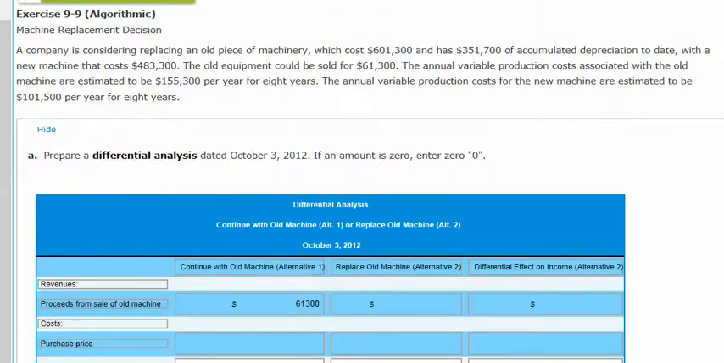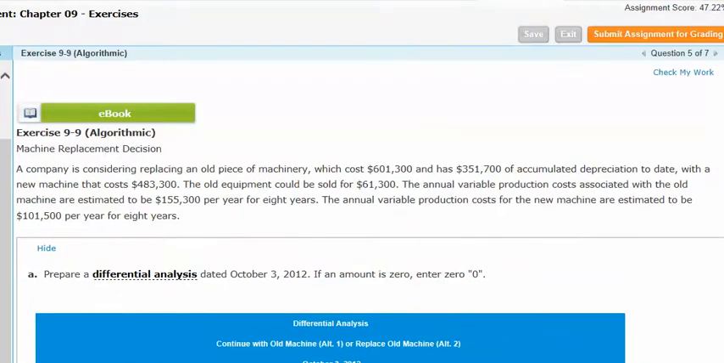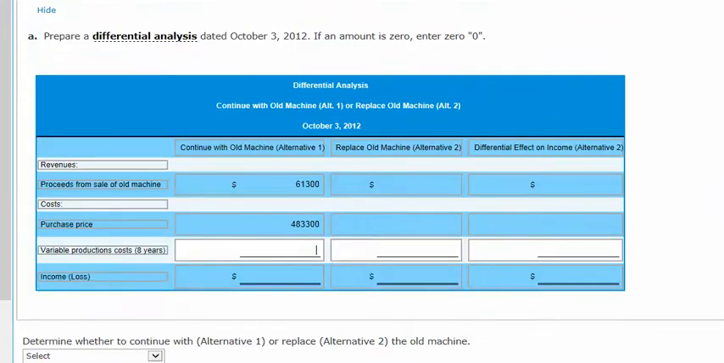We're going to purchase the new machine for $483,300. And our variable costs over the 8-year period are going to be estimated to be $108,500 per year. That's $812,000. Nice round number. I love that kind of stuff.